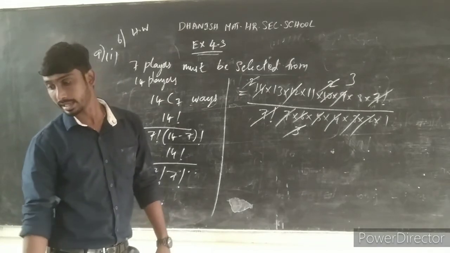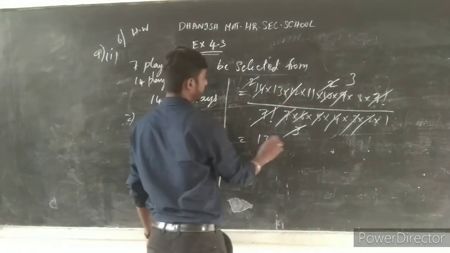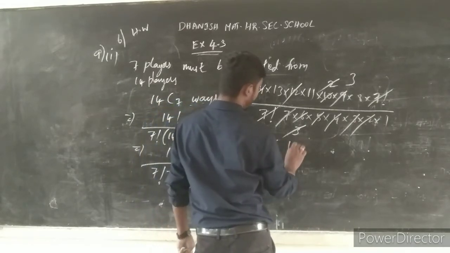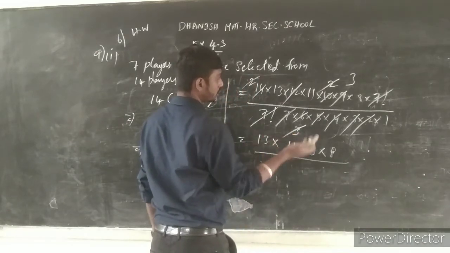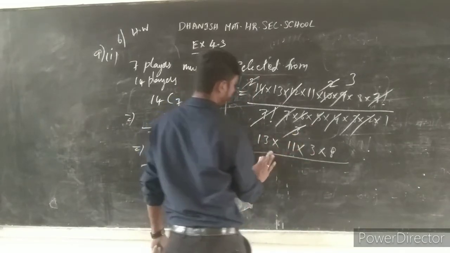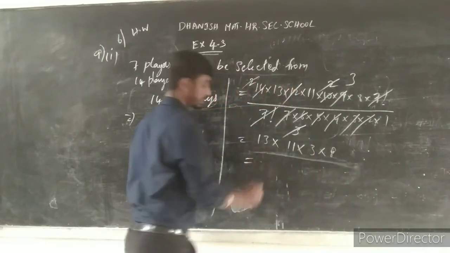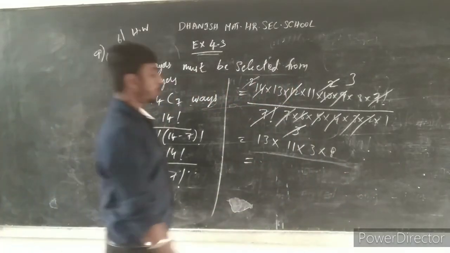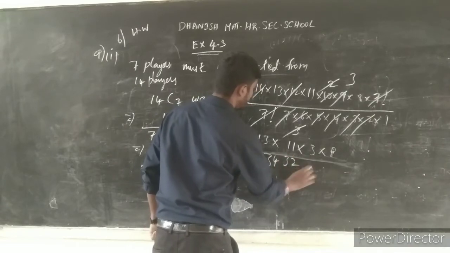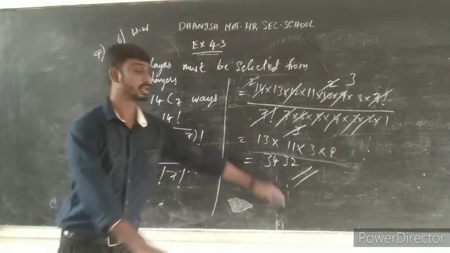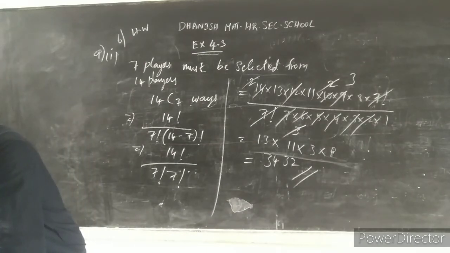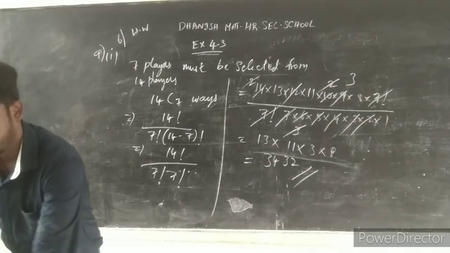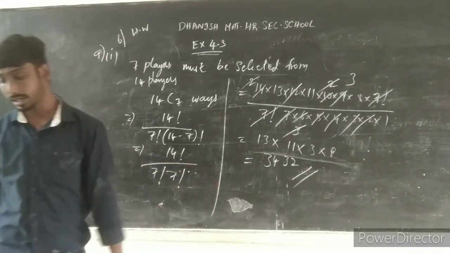The final answer you will be getting is 13 into 11 into 3 into 8, divided by, so no values here. So you will get the answer, that is 3432. The answer you will be getting is 3432. So these are the different teams the coach can put on the court. 3432 teams could be put on the court here.